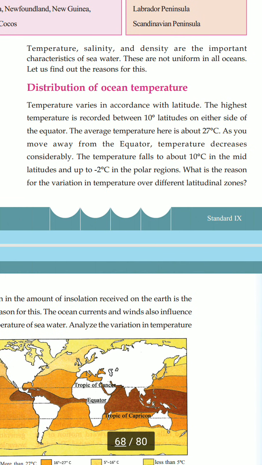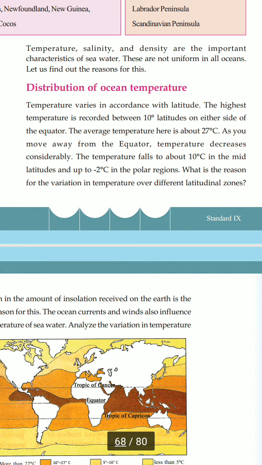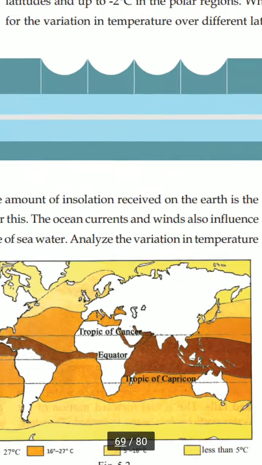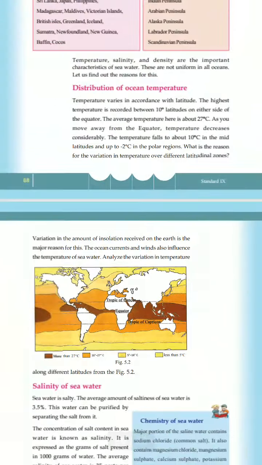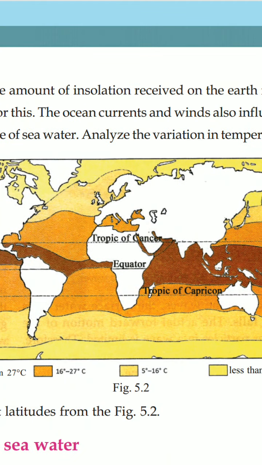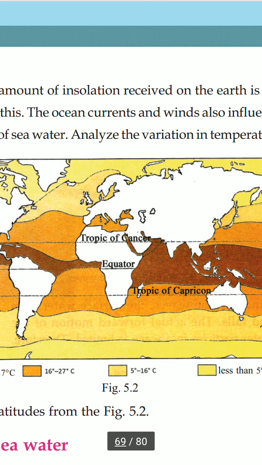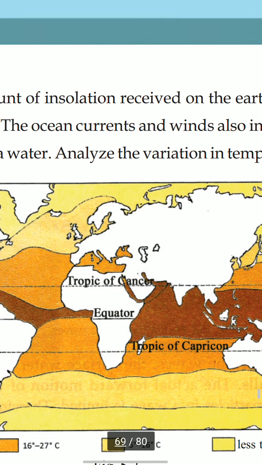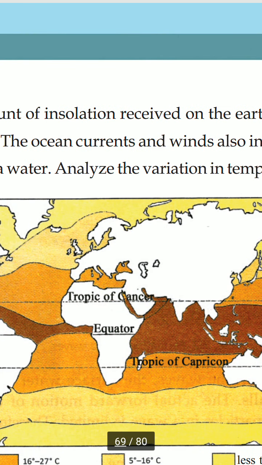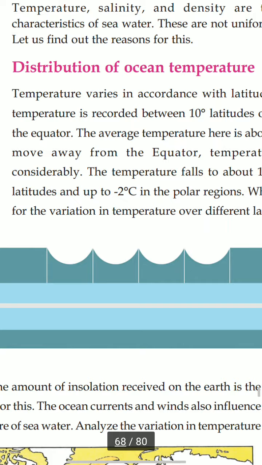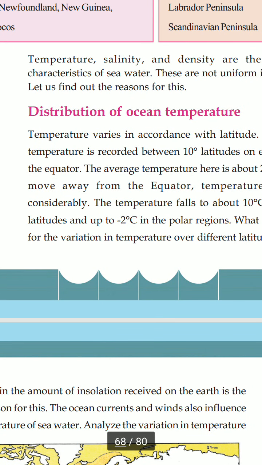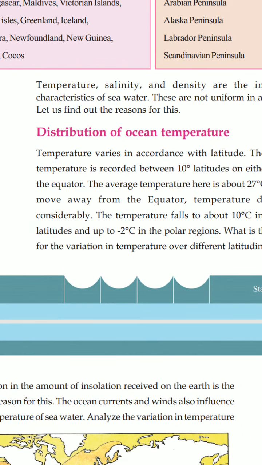As you move away from the equator, temperature decreases considerably. So near the equator area, the temperature is very high. Why? Because the sunlight falls directly on the equator. When you move upwards and downwards, your temperature goes on decreasing. Why? Because the sunlight falls very little when compared to the center, that is the equator.